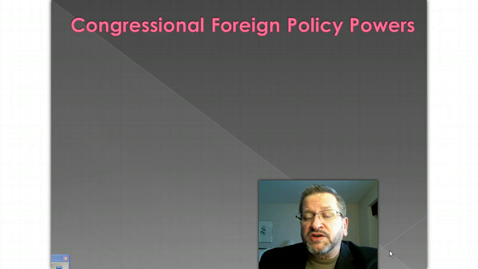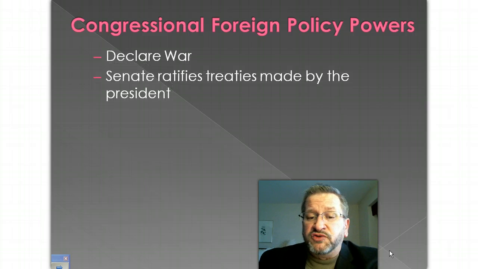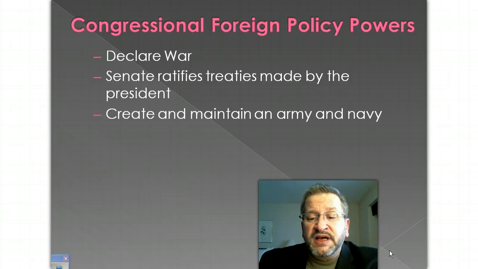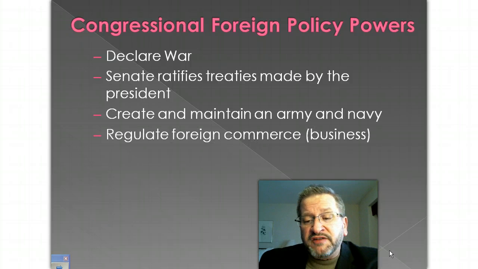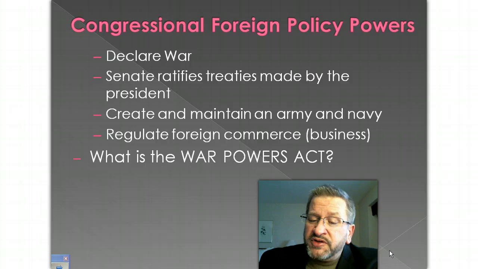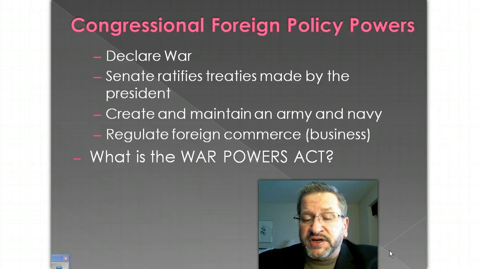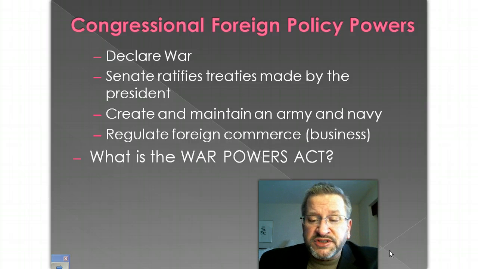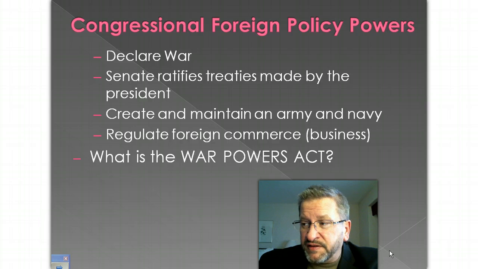Congress also has foreign policy powers: to declare war, to ratify treaties made by the President, to create and maintain an army, to regulate foreign commerce. They also have the ability called the War Powers Act. Now, it's questionable whether or not this is constitutional, but it's never been challenged. It simply says that if the President uses his power to put troops out in foreign countries and in harm's way, after 60 days, Congress has the power to retrieve those troops if they're unhappy with the President placing them there.